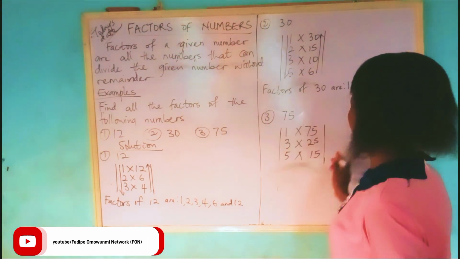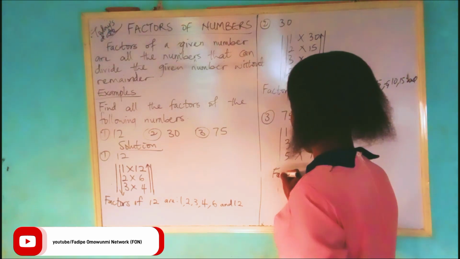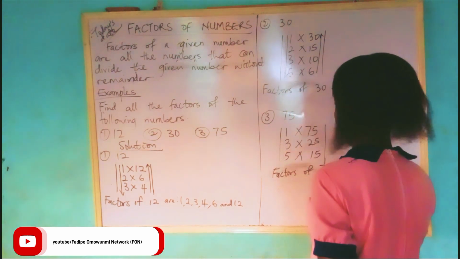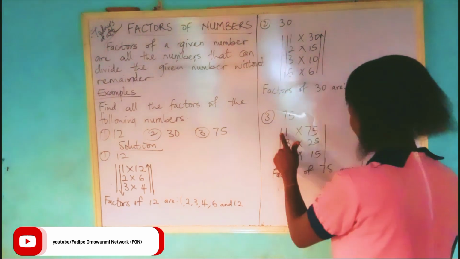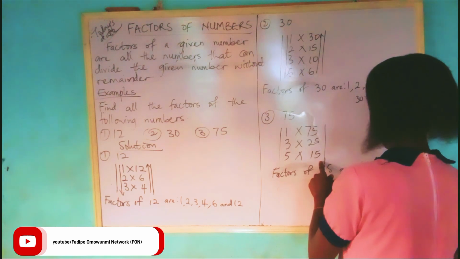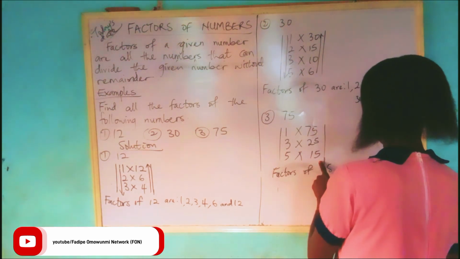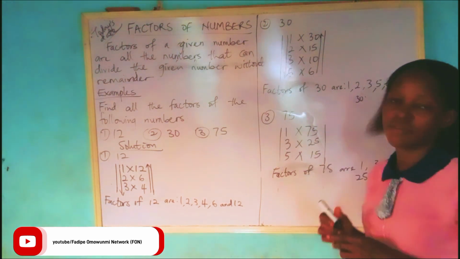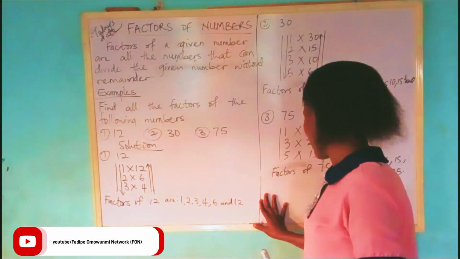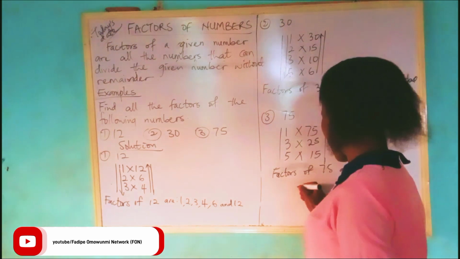So the factors of 75 are, they are coming down: 1, 3, 5, 15, 25, and 75. That is that.